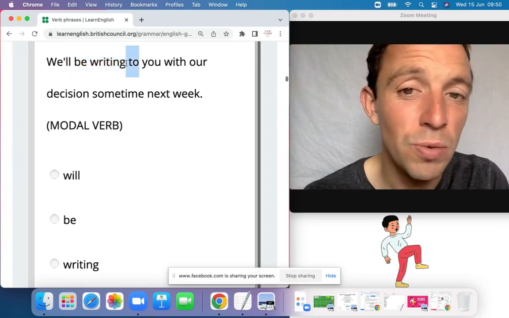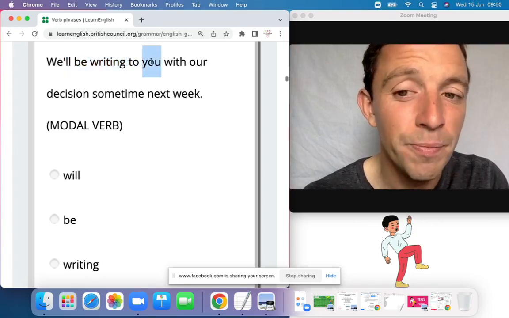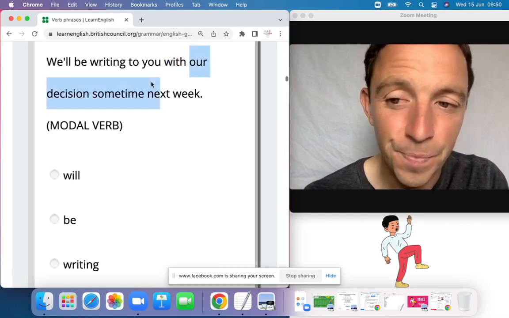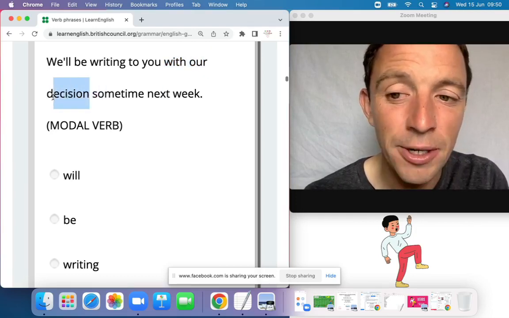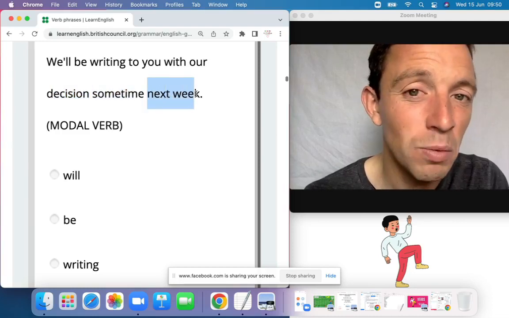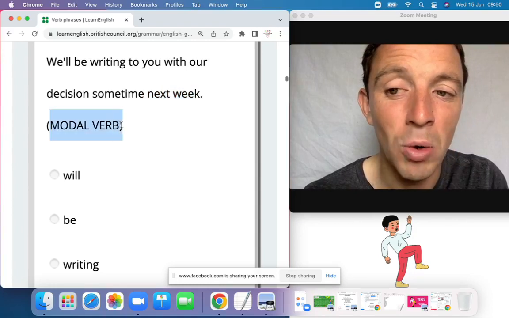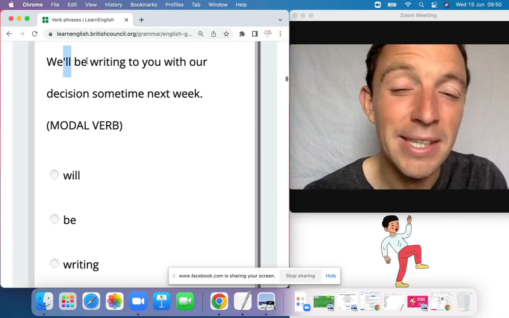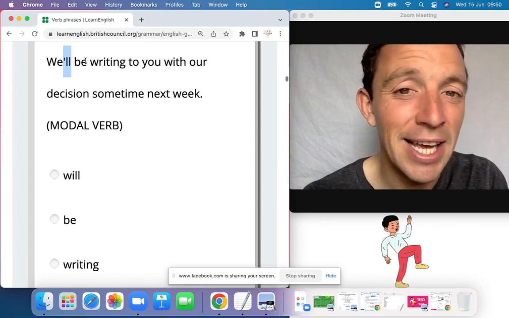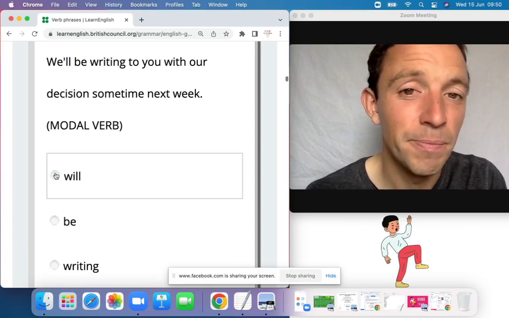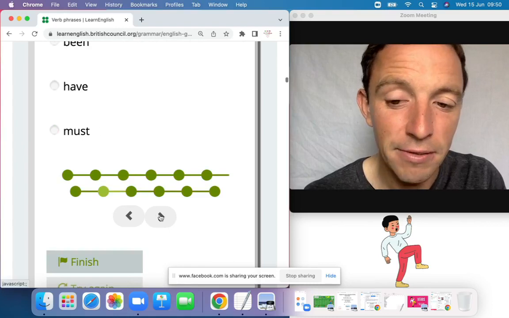With the preposition to, object pronoun you, preposition with, our possessive adjective, decision is the noun, sometime is the adverb of frequency, next is the adjective, and week is the noun. We need to find the modal verb. The modal verb is only will, because be is the main verb, but also it's an auxiliary verb. So I think the answer is only will. Next, 5 more.